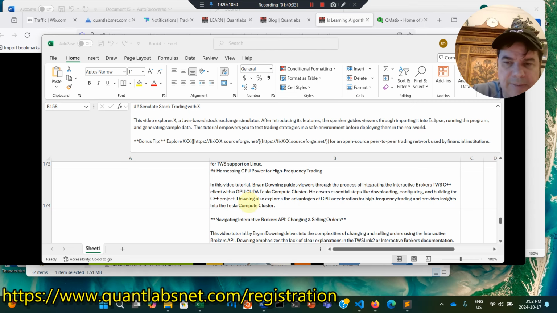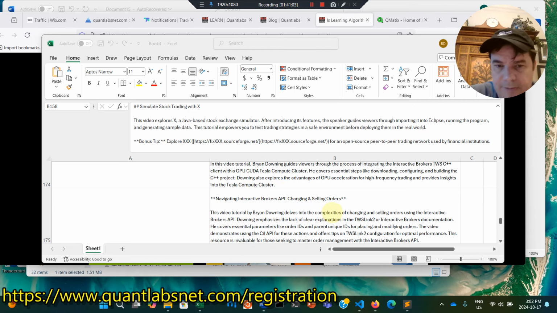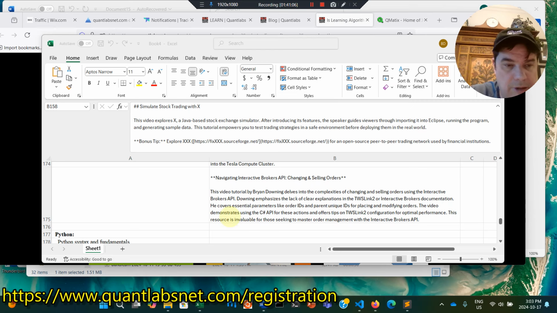integrating the Interactive Brokers TWS C++ client with a GPU CUDA Tesla compute cluster. So again, that's NVIDIA. Again, this is older. Is it still valid? Don't know. Can't say. But here's a demo of it back in the day. Steps to download, configure, and build the C++ project. It explores the advantages of GPU acceleration for HFT needs and provides insights with the Tesla compute cluster. Wow. And then next up, we're coming up to Python in 1 minute.